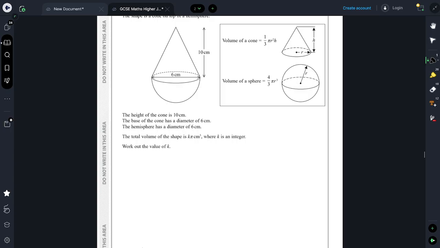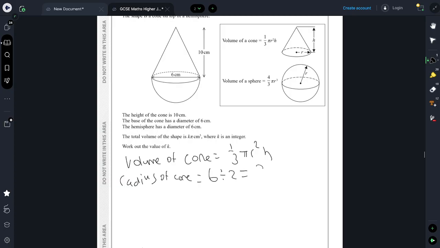So the volume is going to be the volume of the cone plus the volume of the hemisphere. So let's work out the volume of the cone first. Well, it's giving you here, it's a third pi r squared h. So radius of cone. Well, look, what's it told us? The base of the cone is diameter 6. So if the diameter is 6, the radius is half of that, so it's going to be 3 centimeters.